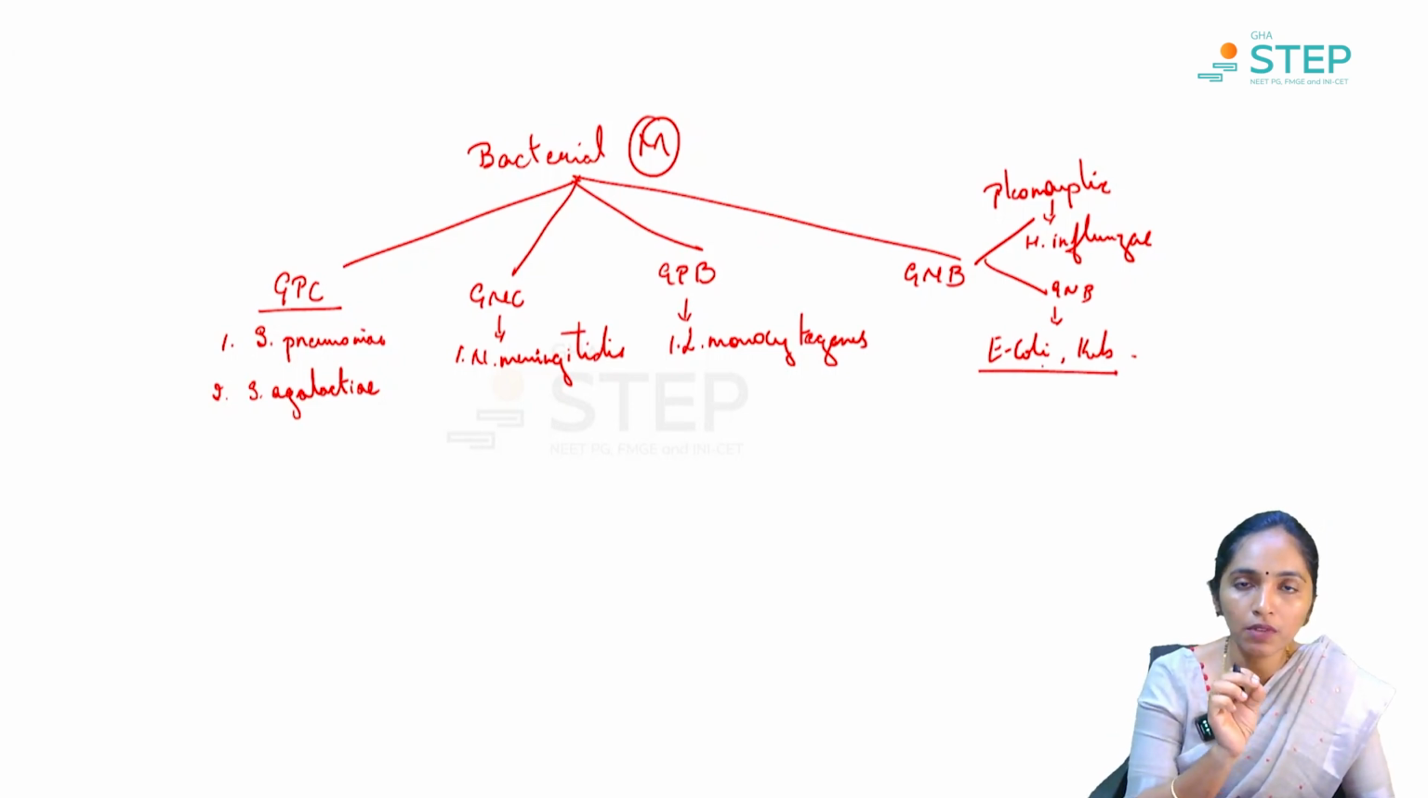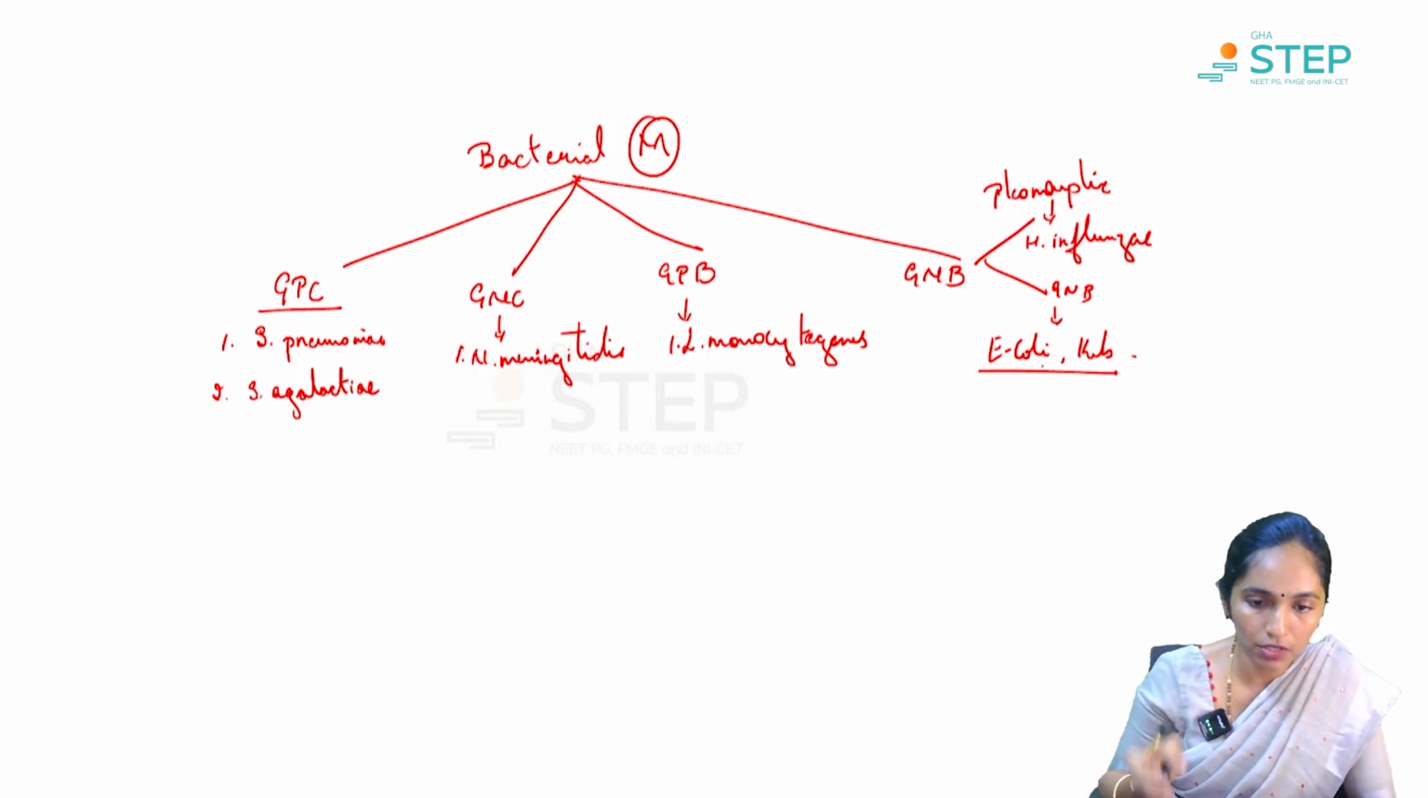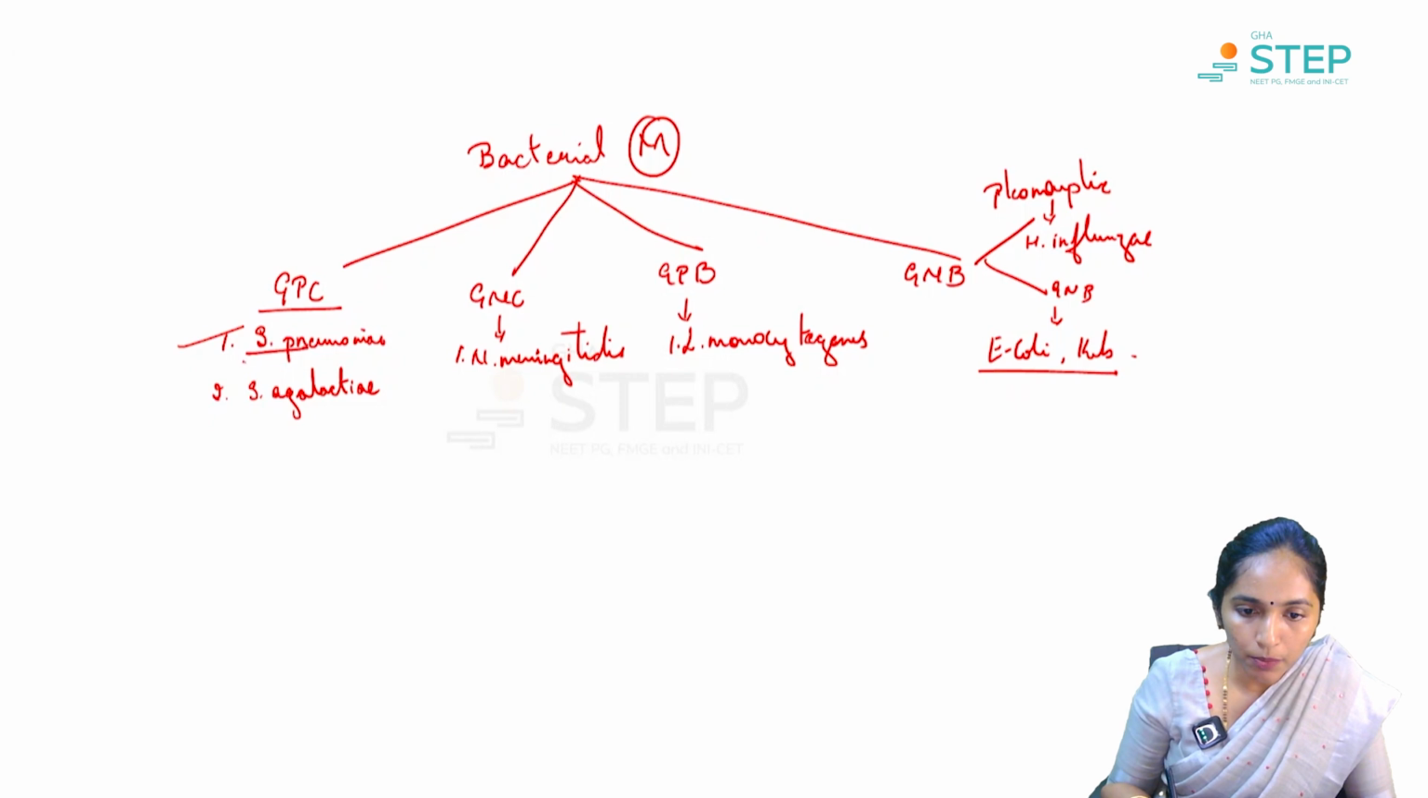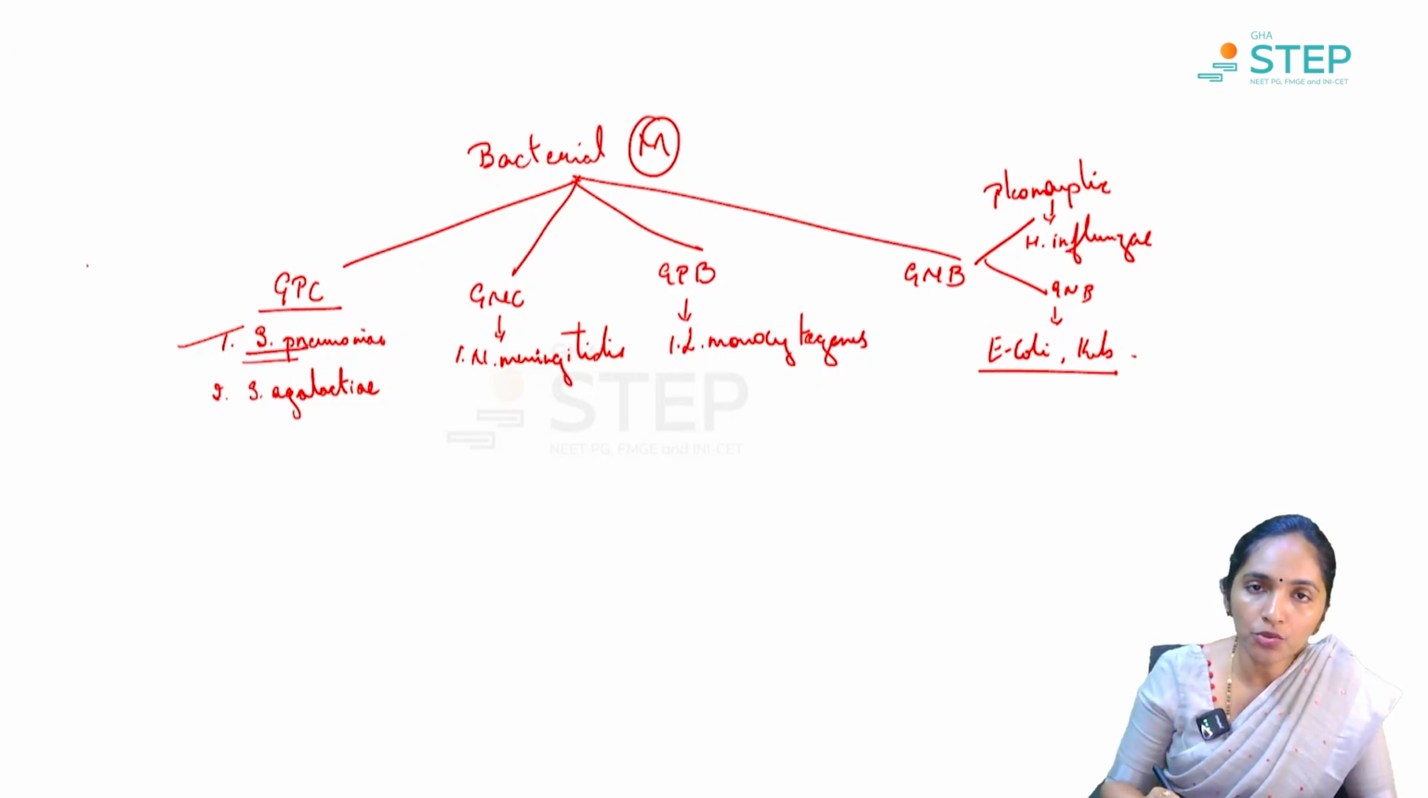In the question, we have the morphology of the bacteria given. What will be the additional hints in the question pertaining to each of these organisms? In case of Streptococcus pneumoniae, the commonest cause of meningitis, usually the gram stain picture is described as gram-positive cocci in pairs and capsulated. So gram-positive cocci in pairs and capsulated point more towards Streptococcus pneumoniae.